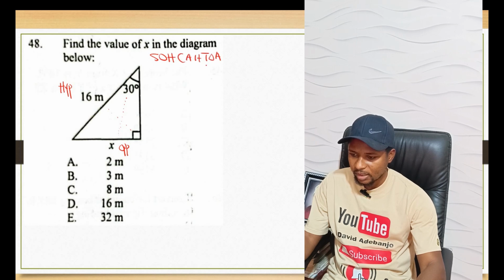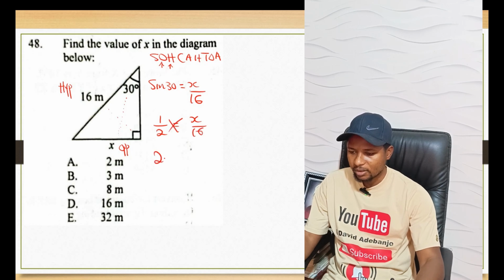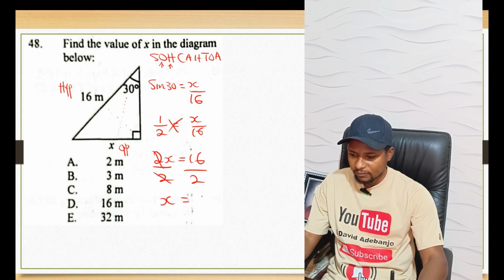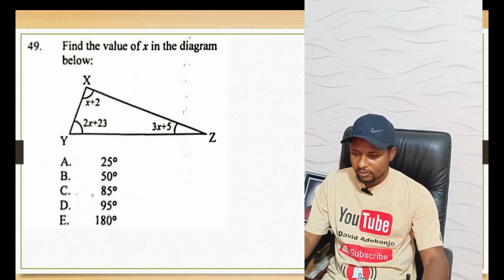We have SOH, CAH, TOA. Why are we using SOH? Because we have opposite, we have hypotenuse. So sine 30 equal to opposite, which is x over 16. And sine 30 we know is 1 over 2, so 1 over 2 equals x over 16. Cross multiply, you have 2x equal to 16. Divide both sides by 2, and x will give you 8. So answer is C. Moving on to question 49.